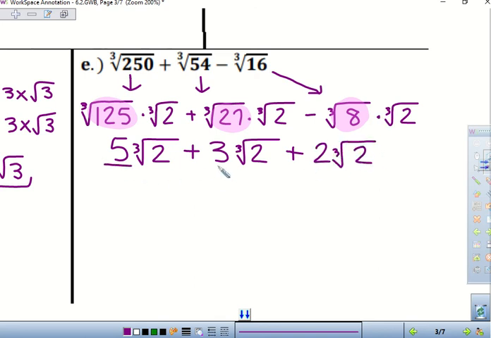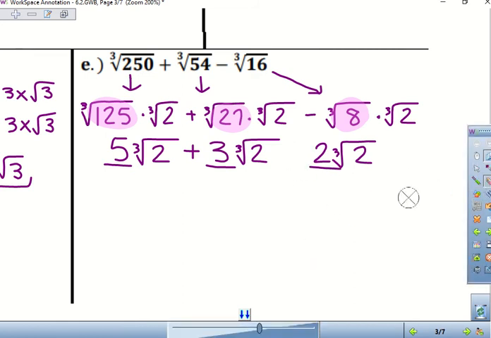So now I can just add the coefficients. Wait, I have a question. Sure, go ahead. Why is it plus this one? You're right. I think you just caught my mistake. Is that what you were talking about? Yeah, I accidentally put a plus sign there. It should have been a minus, so I apologize.